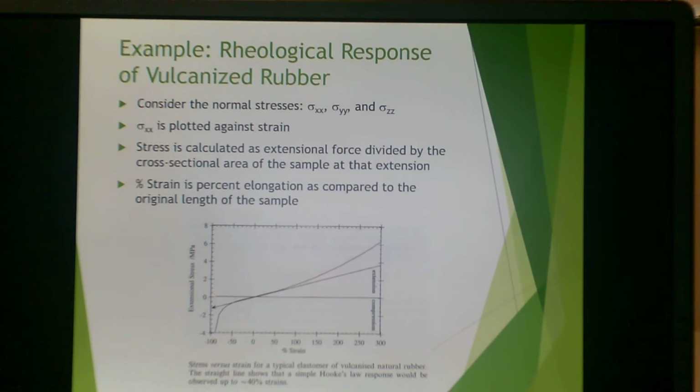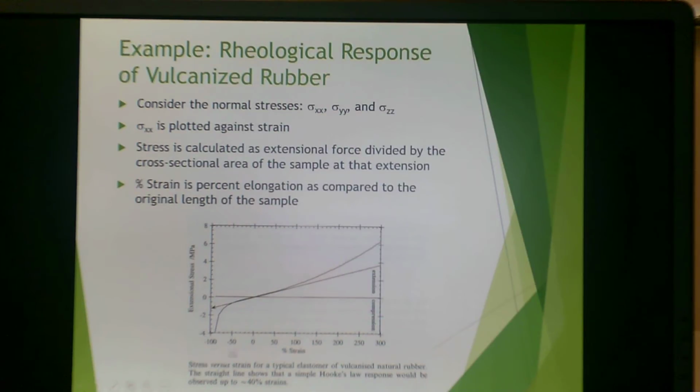An example of elasticity is the rheological response of vulcanized rubber. We can consider the normal stresses in this case, in other words, sigma xx, sigma yy, and sigma zz. And sigma xx is plotted against strain. The stress is calculated as the extensional force divided by the cross-sectional area of the sample at that extension. And percent strain is percent elongation as compared to the original length of the sample. And here we see that there is a linear relationship for a portion of this curve.